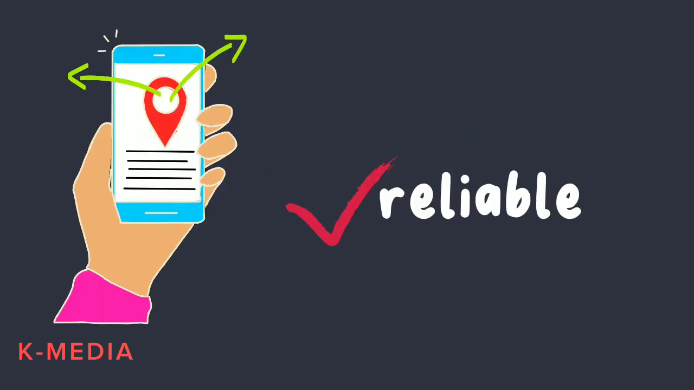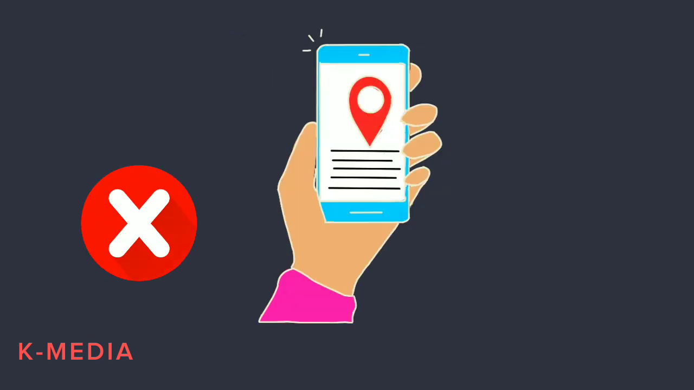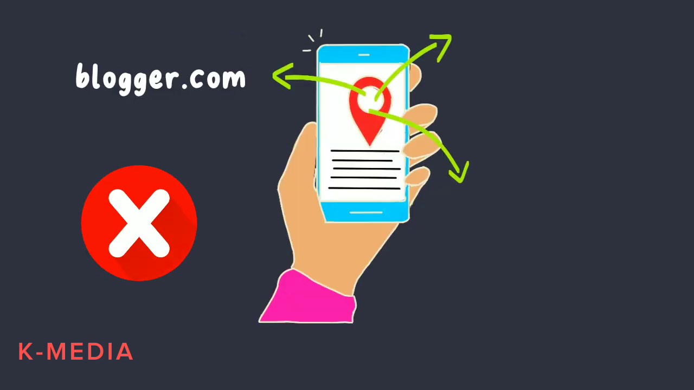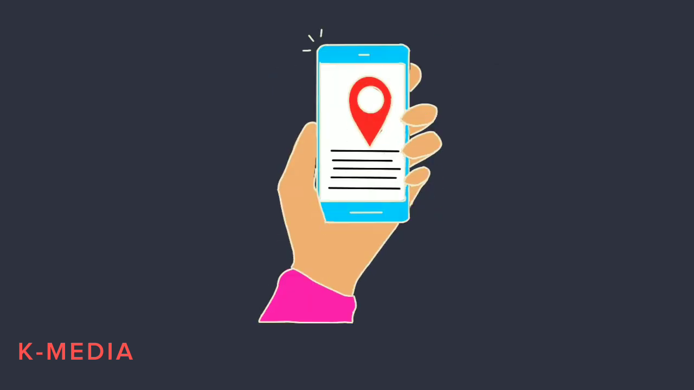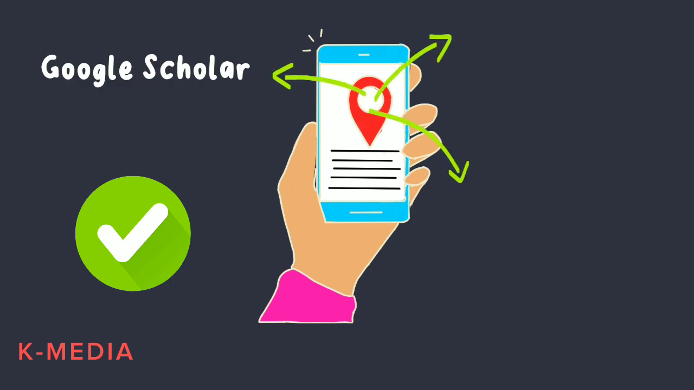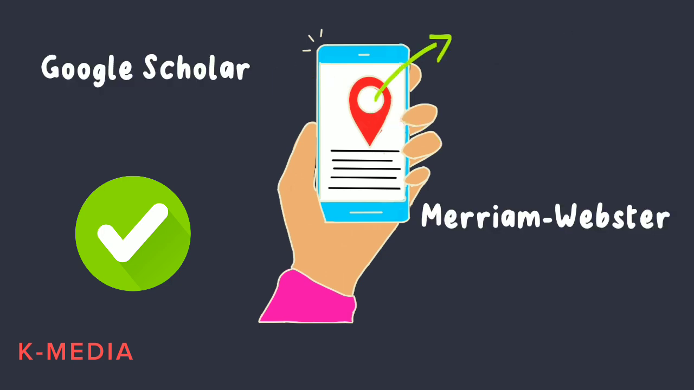We need to check whether the source is reliable enough and be mindful if the content just comes from a blog publishing service, from a free and open source, or from any site you can easily guarantee. Oftentimes, we can find reliable sources from established online news sites, Google Scholar, Google News, Merriam-Webster Online, and many more.